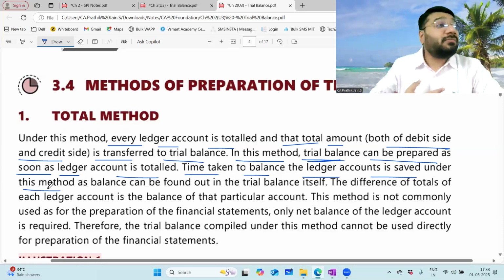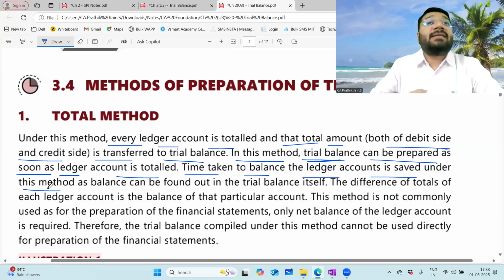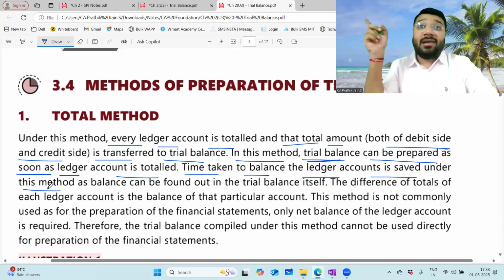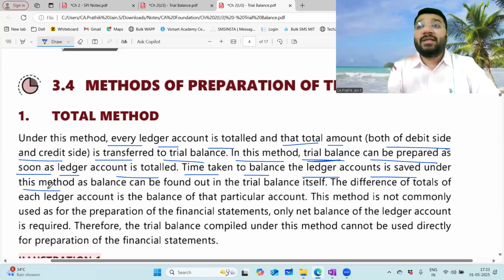What is another method? Balance method. Okay. In the balance method, we save time by not balancing the ledger. True and false. In which method do you save? Total method. Now, a practical question cannot come, but what can come? A theory question, that is true and false, can come.